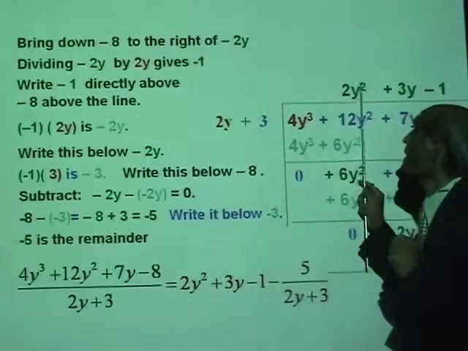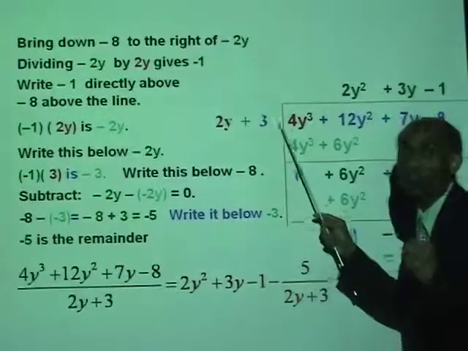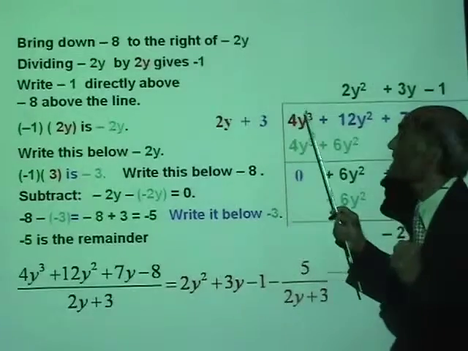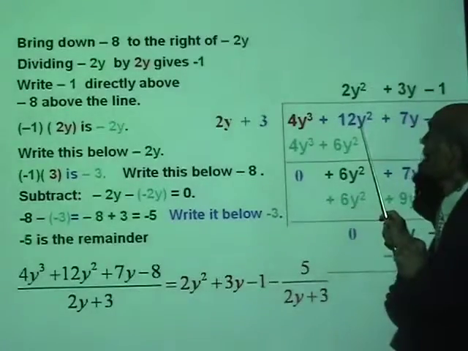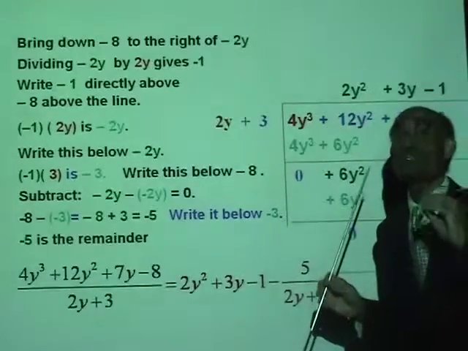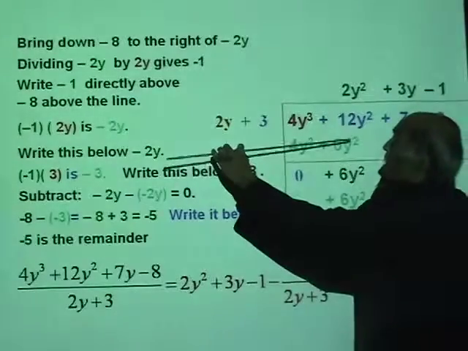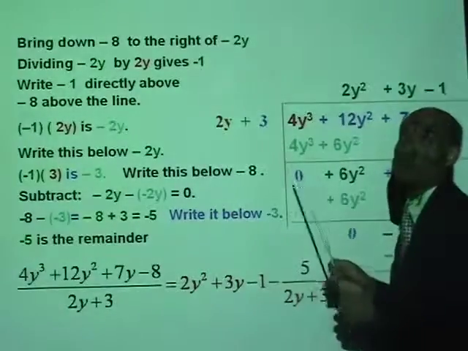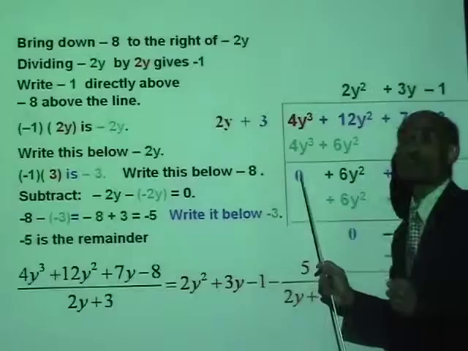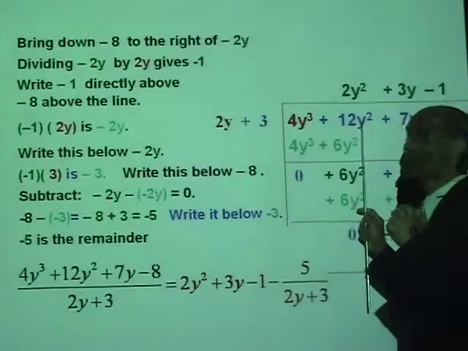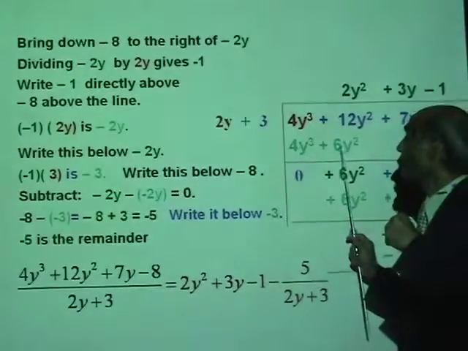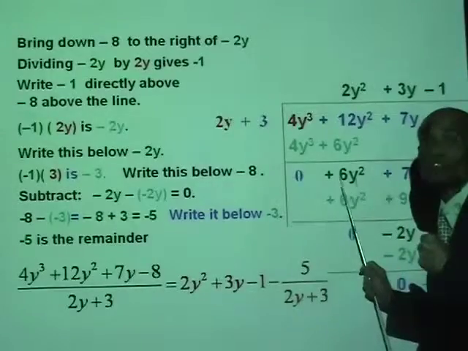Alright, now multiply 2y squared with that positive 3. 2y squared multiplied by positive 3 is 6y squared, and write that below the 12y squared. What is the next step? Subtract terms below from terms above. 4y cubed minus 4y cubed is 0. Subtract. 12y squared subtract 6y squared. 12y squared minus 6y squared is positive 6y squared.